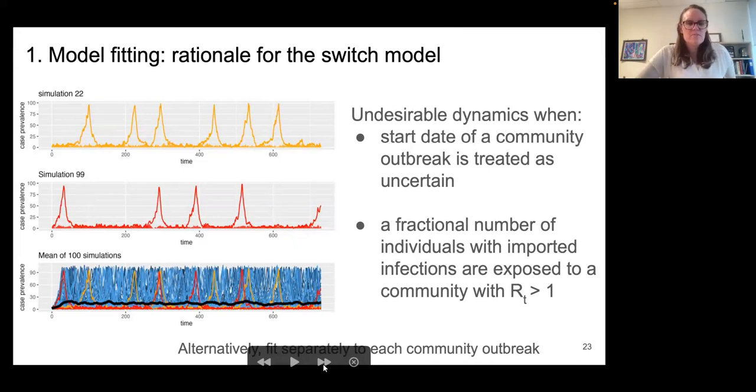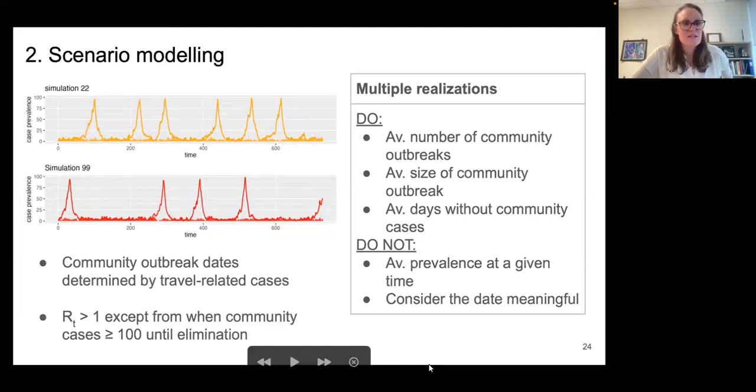So the importation community spread model aims to overcome the limitations of doing a regular stochastic approach or a regular compartmental approach. To do scenario modeling for regions that are implementing an elimination strategy, you want to first generate the dates for the community outbreaks, and you can have RFT bigger than 1.